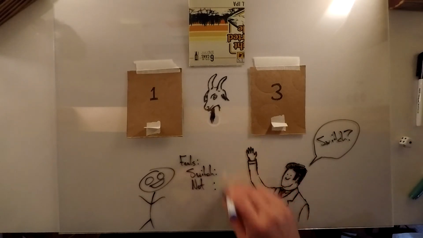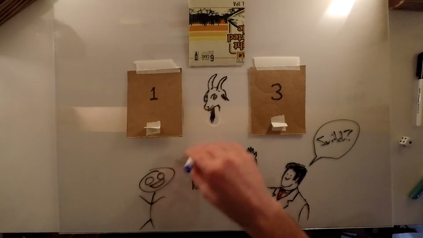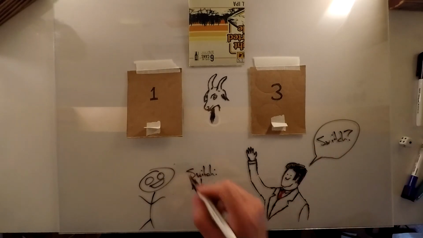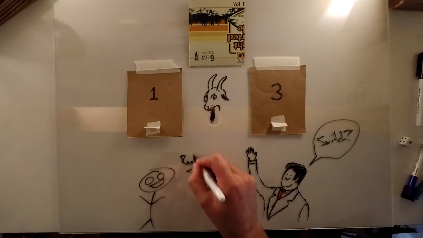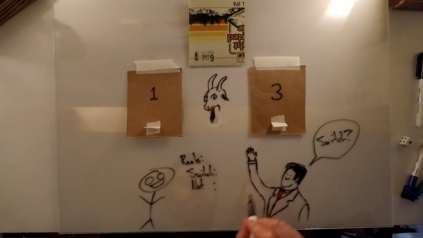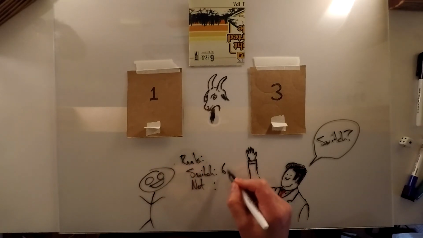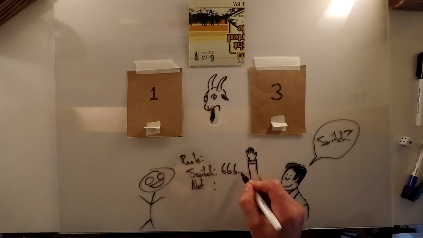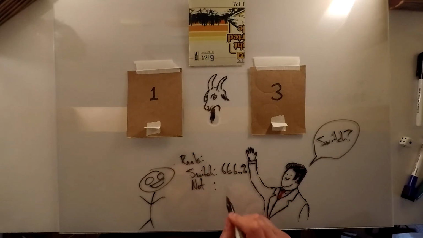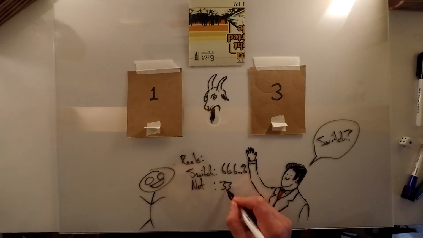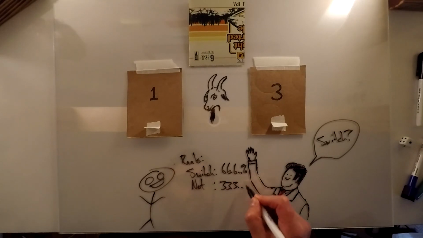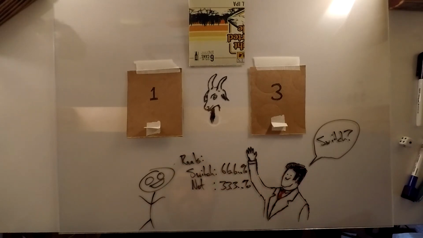So your chances of winning, get rid of the feels, bring in the reals. The chances of winning if you switch are actually 66.6%, on and on. And if you don't switch, your chances are obviously what's left. So that's 33.3 repeating. So why is this?